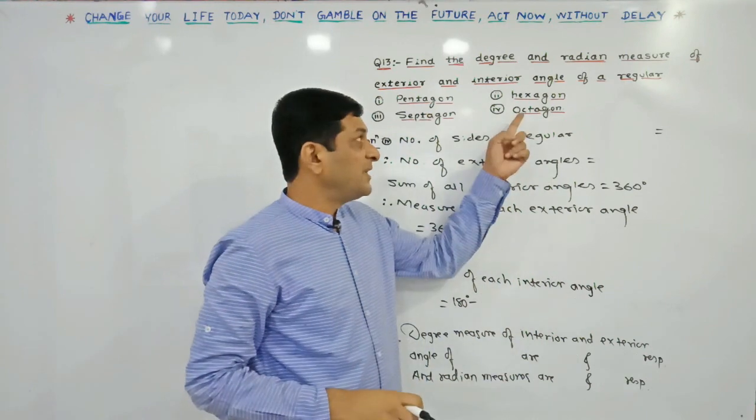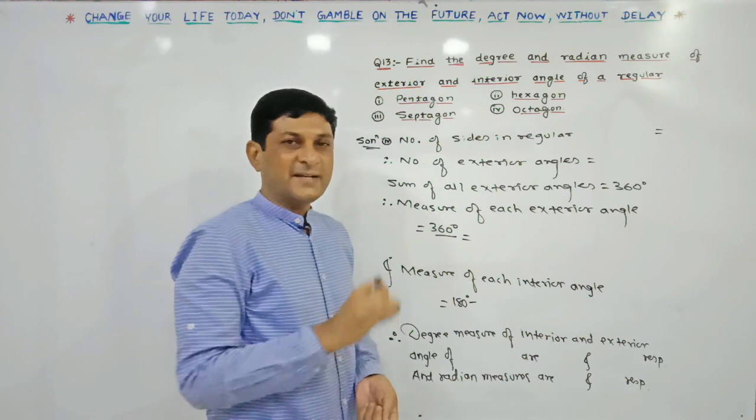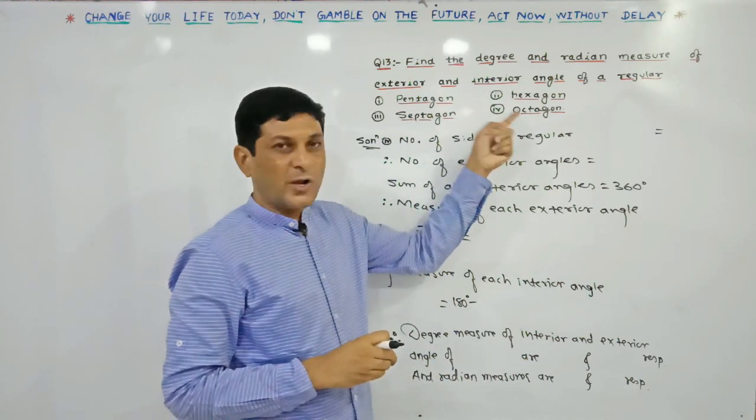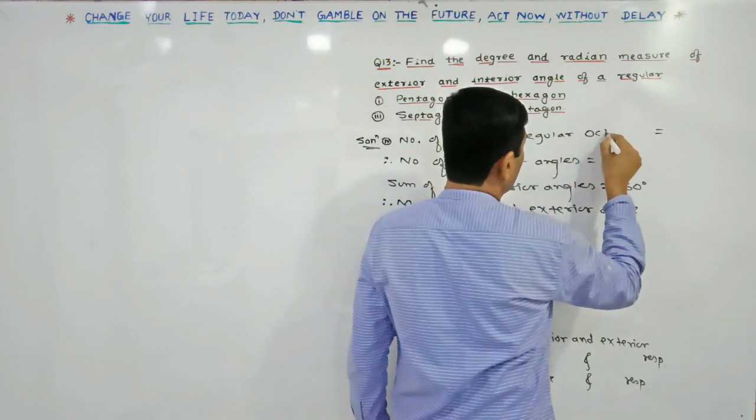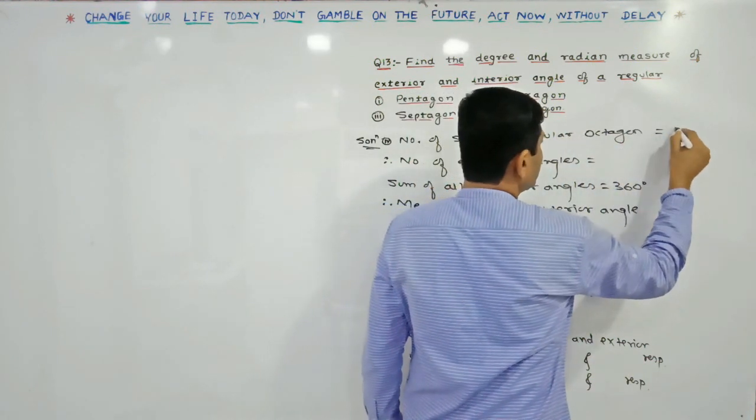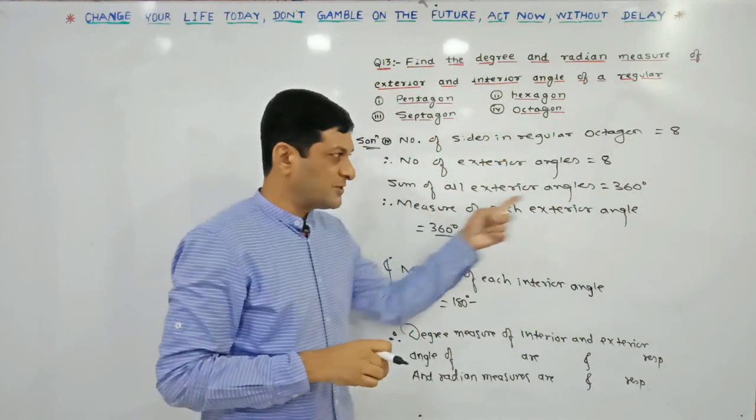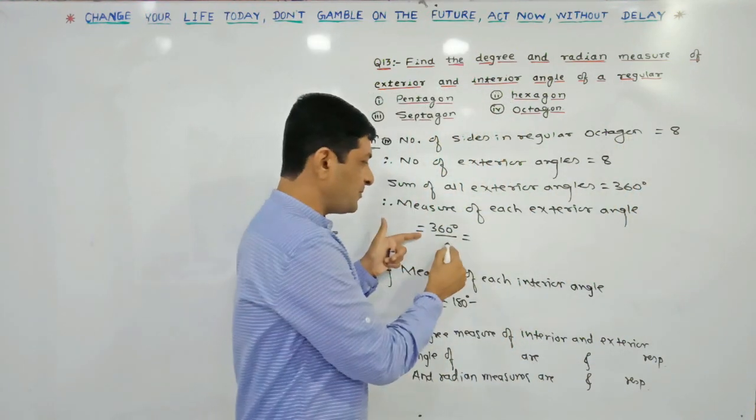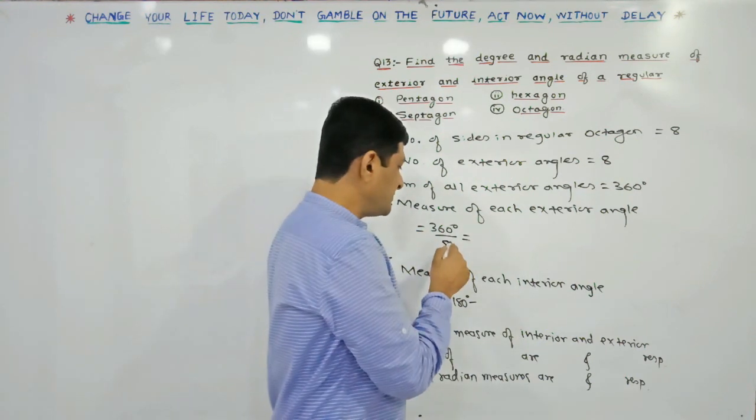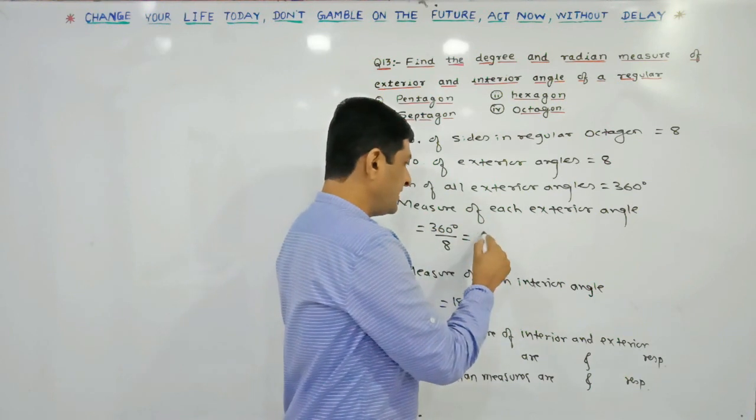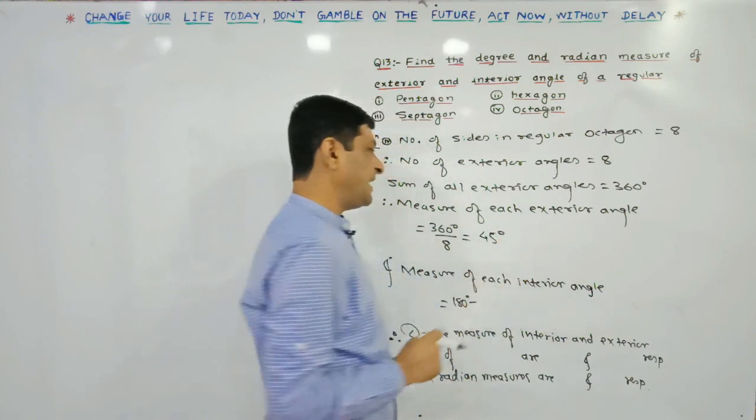Now see the last example from this question. Here we are finding the degree and radian measure for the next polygon, that is the octagon. The number of sides in a regular octagon is 8, so the number of exterior angles is also 8. The sum of all exterior angles is 360. To find the measure of each exterior angle, we divide 360 by 8. 8 4s are 32, the remaining part is 40, and 8 5s are 40.